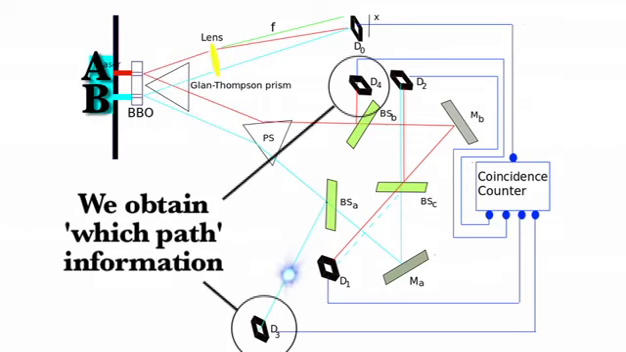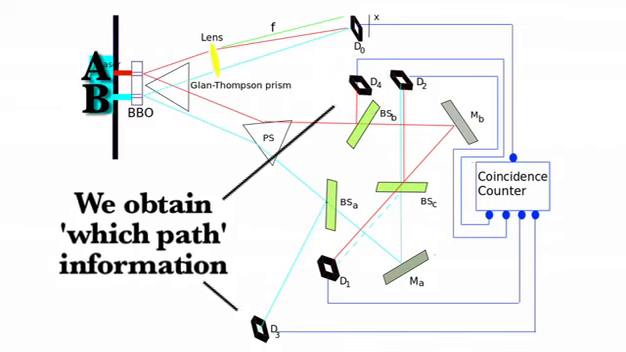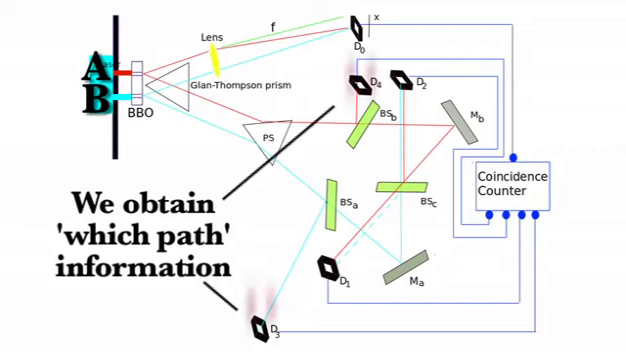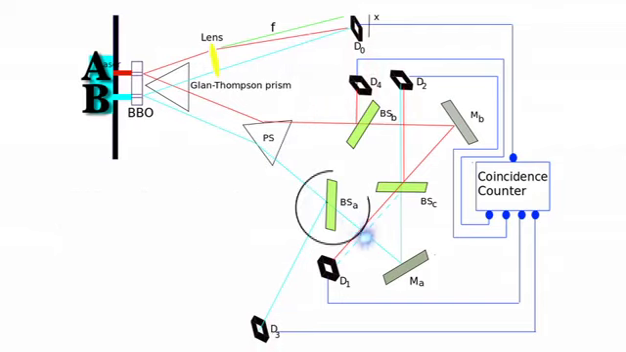We obtain which path information, because the only way the photon could hit D3 is if it came out of B, and the only way it could hit D4 is if it came out of A. There is no way a photon that came out of B could hit D4, and vice versa. So if a photon hits D3 or D4, we will know the path information it took, and we will get a clump pattern.